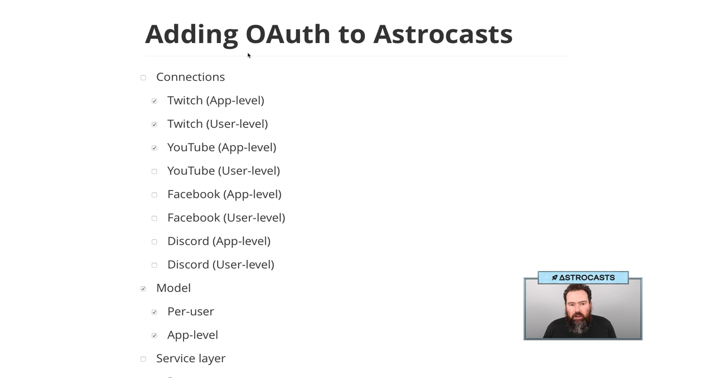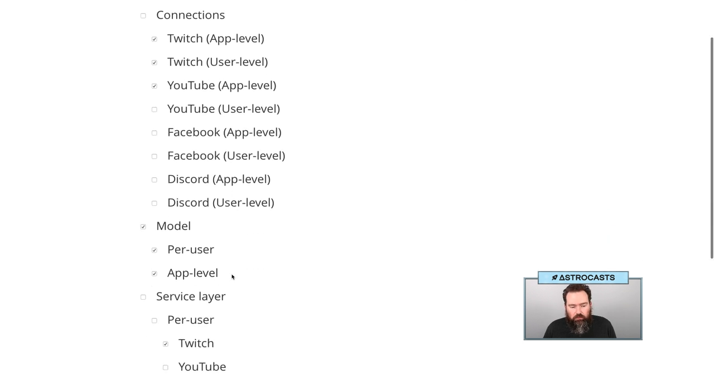Today we're going to look at adding OAuth to Astrocasts. So far we have connected Twitch at the app level, Twitch at the user level, and YouTube at the app level. And today we're going to be looking at trying to get YouTube at the user level.